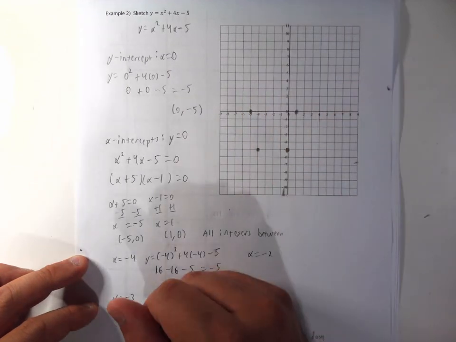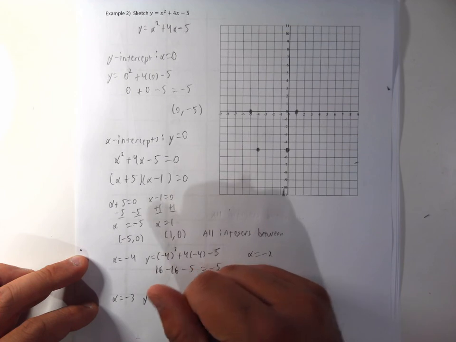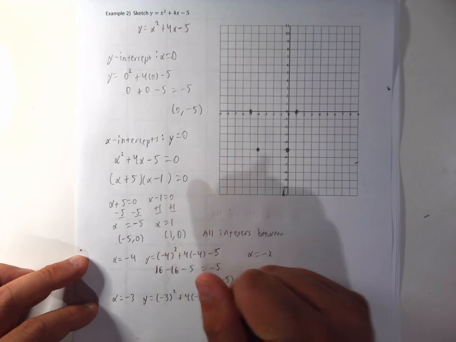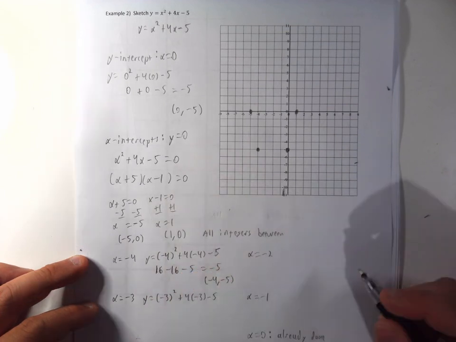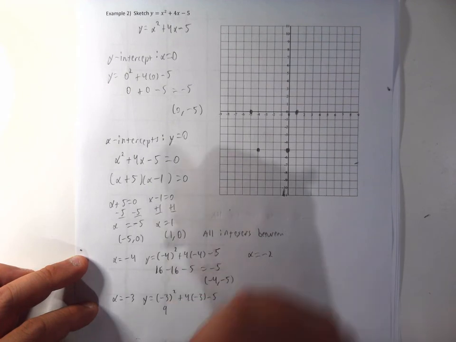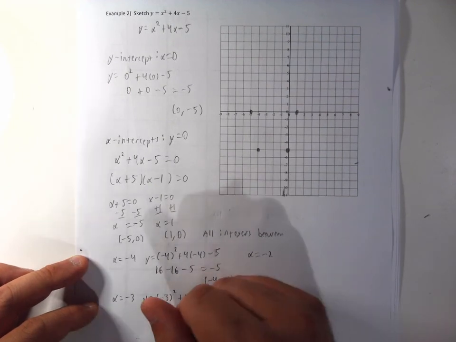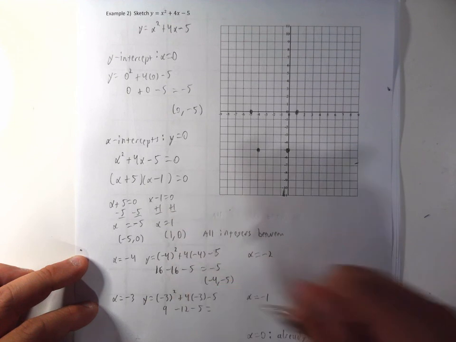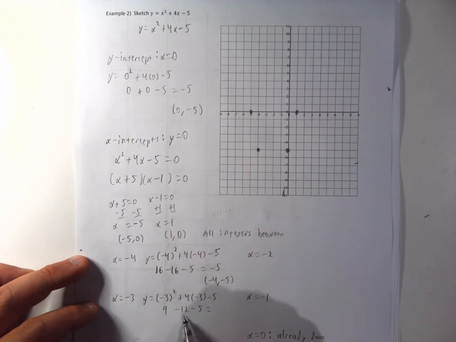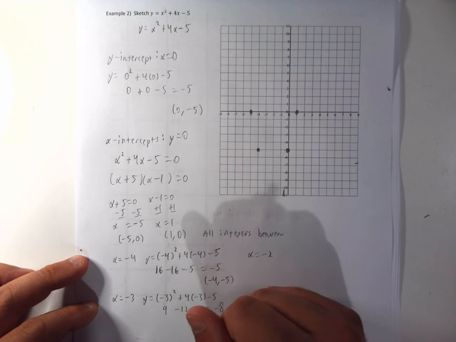X equals negative 3. Y equals negative 3 squared plus 4 times negative 3 minus 5. That's going to be 9, because negative 3 times itself would be 9. 4 times negative 3 will be minus 12, minus 5. Negative 3 minus 5 is negative 8. So this point is negative 3, negative 8.